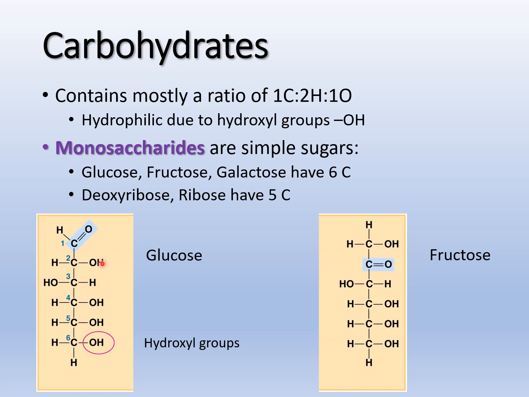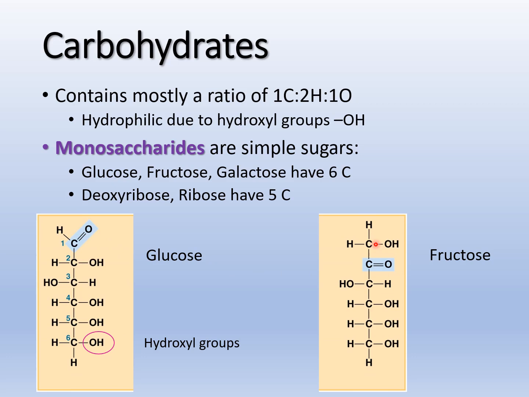So if we look, here's our glucose on the left. So we have 1, 2, 3, 4, 5, 6 carbons, and you can count them, but we don't have to count all the hydrogens and oxygens. But the important part is we have these hydroxyl groups, right? These functional groups that are going to make glucose hydrophilic, okay?